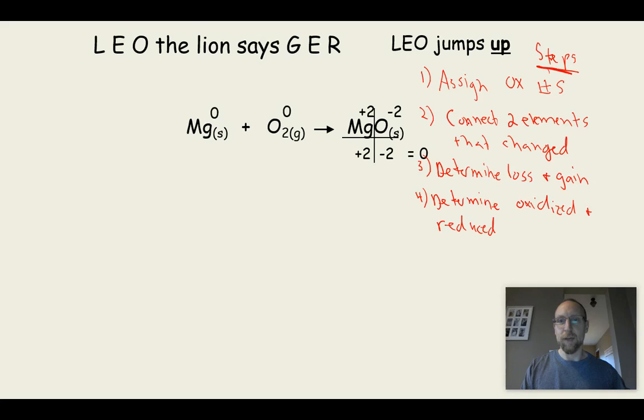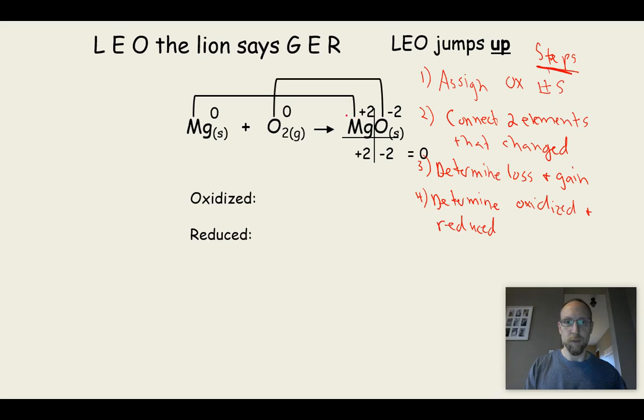Step 2, connect the 2 elements that changed. So what do I mean by change? Well, here's our reaction arrow. So from the left side to the right side, the oxidation number changed. So here, magnesium 0. Over here, it's +2. So Mg changed. All right. Oxygen was 0 over here. It's -2 over here. So oxygen also changed. So ultimately, what we want to figure out is who is oxidized and who is reduced.